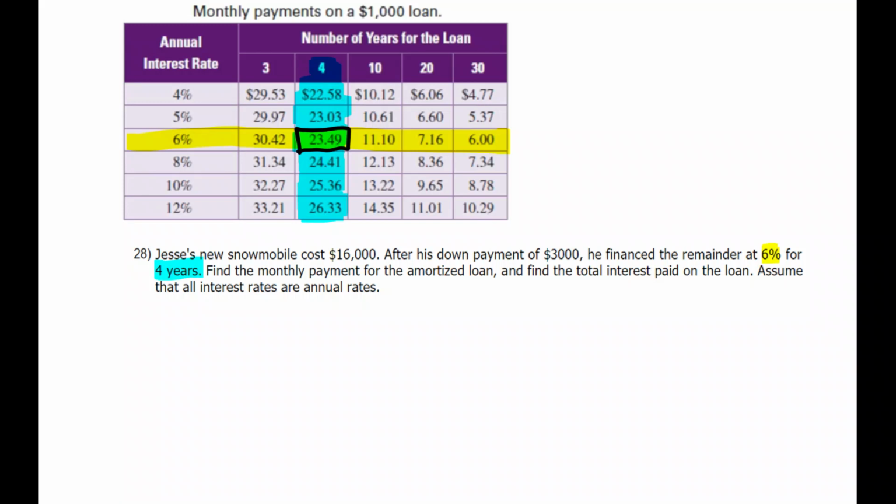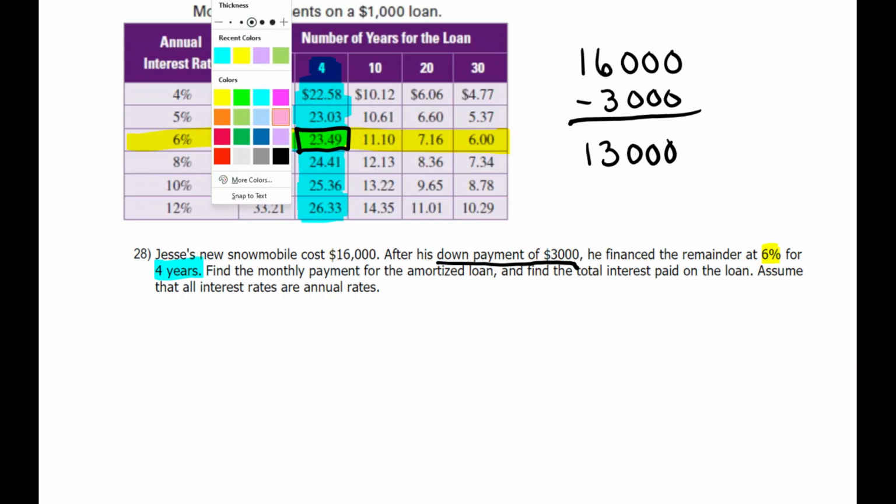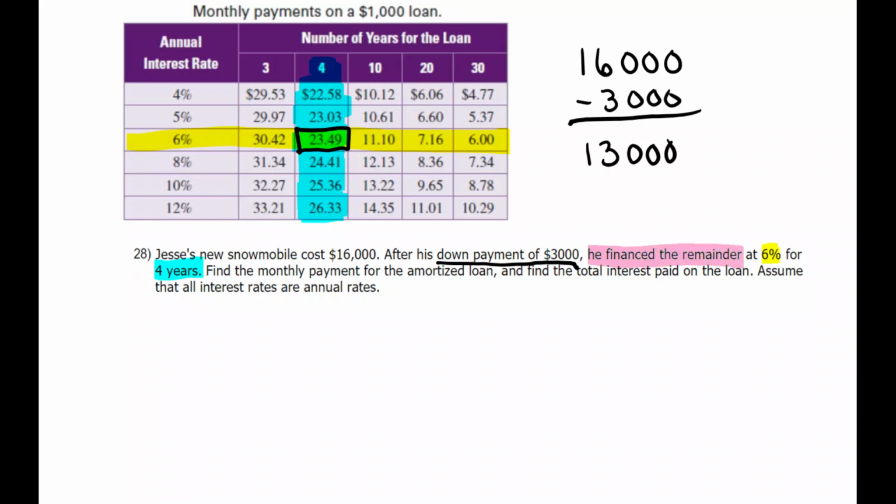Okay. First of all, we need to figure out how much is he financing? His snowmobile cost $16,000. However, he put down a down payment of $3,000. So he handed them $3,000. So they took the $3,000 off the price. That makes it $13,000. He financed the remainder. A remainder is what you get after you subtract. This is what he's going to finance, the $13,000.